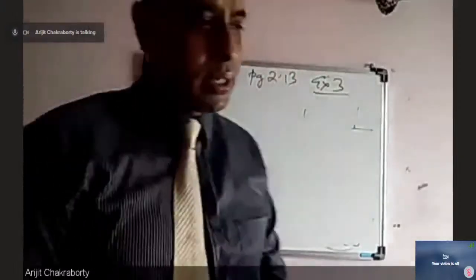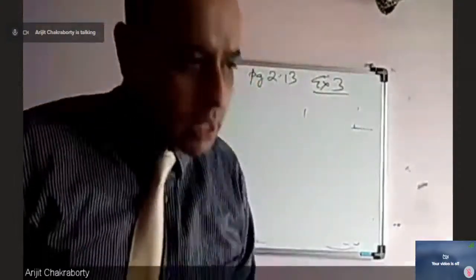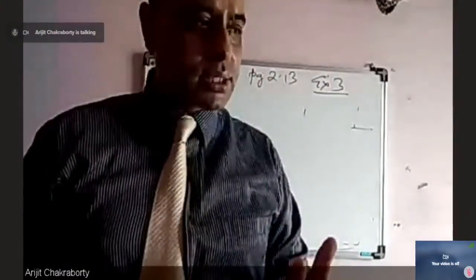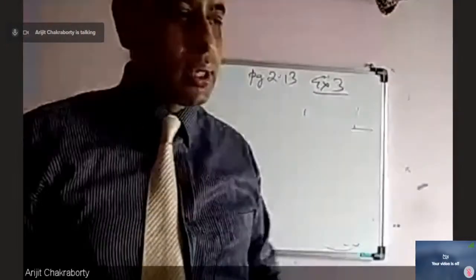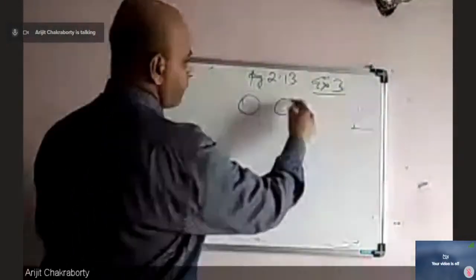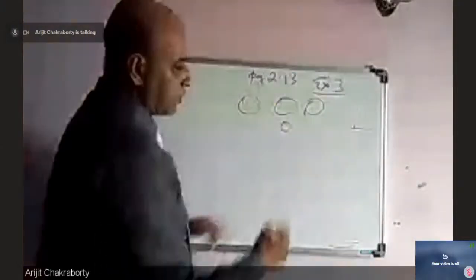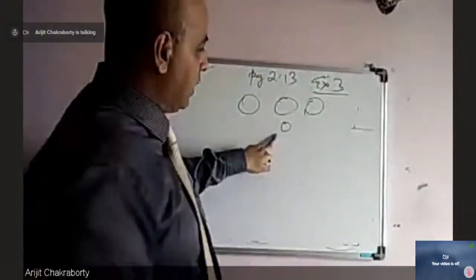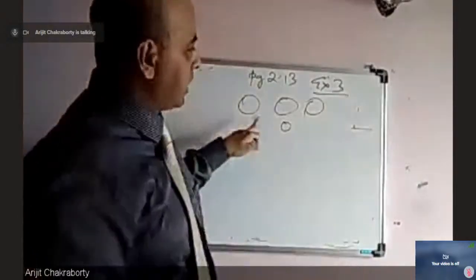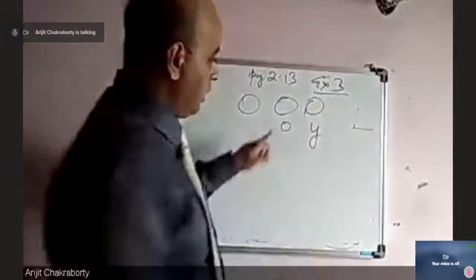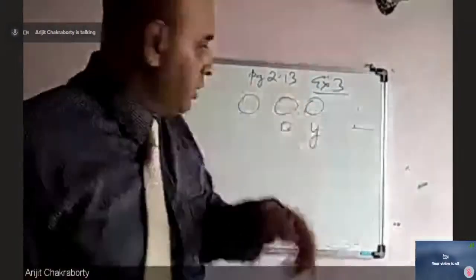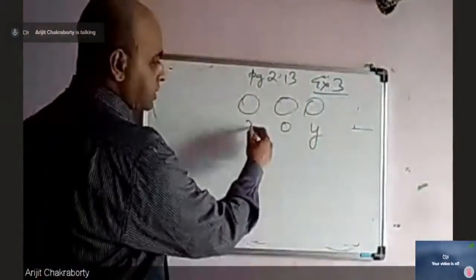The question is, a number consists of 3 digits, of which the middle one is 0. So, it has 3 digits. Middle one is 0. Okay? So, let us say in the units place we have y. In the tens place, it is 0. In the hundreds place, it is x.